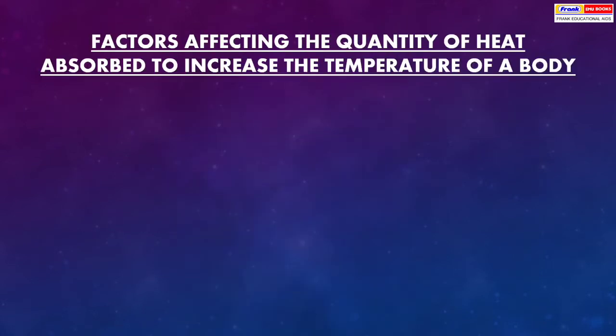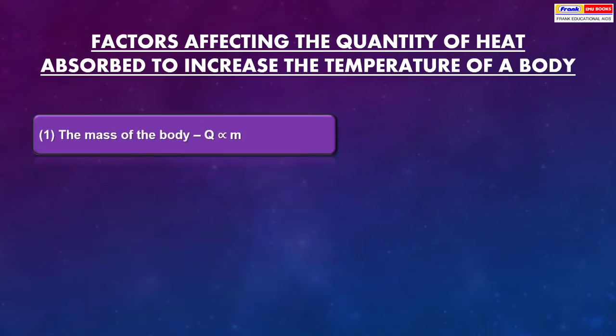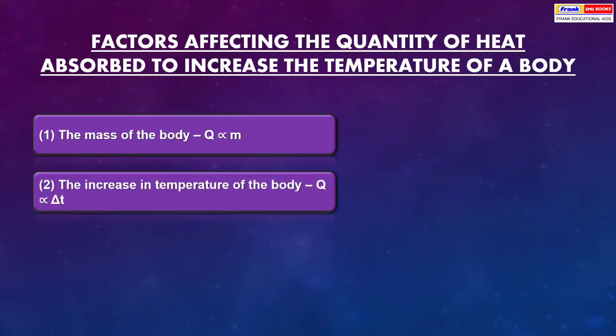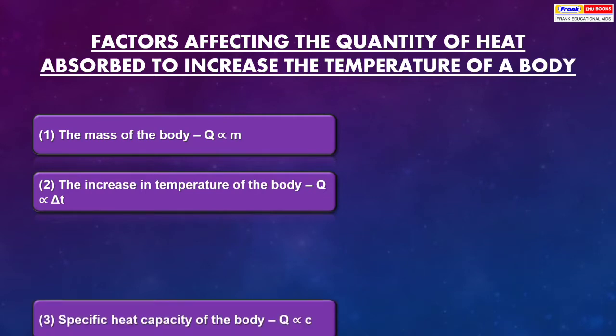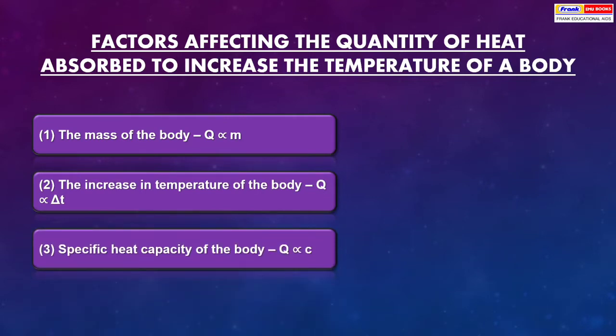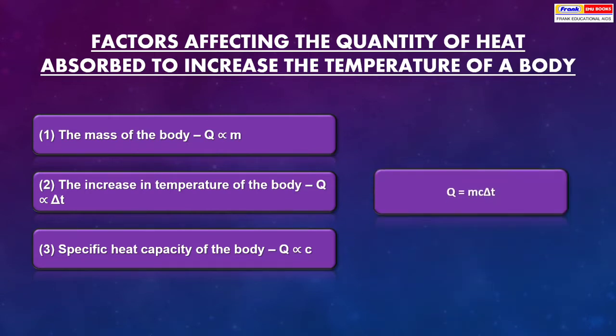Factors affecting the quantity of heat absorbed to increase the temperature of a body. The mass of the body: Q is directly proportional to m. The increase in temperature of the body: Q is directly proportional to delta T. Specific heat capacity of the body: Q is directly proportional to C. Thus, Q is equal to m c delta T.